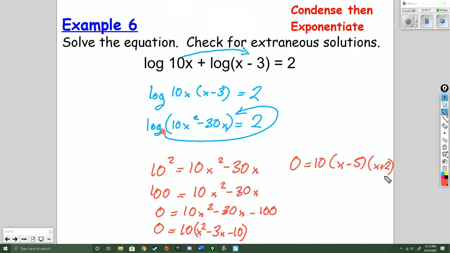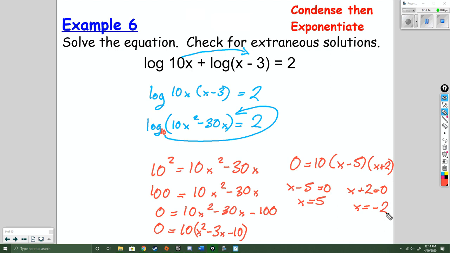Now we're going to set each factor equal to 0 and solve. All right, so obviously 10 can't equal 0. They're not the same. Okay, and then we'll set x minus 5 equal to 0, and we get 5. And then we'll set x plus 2 equal to 0, and we get negative 2.